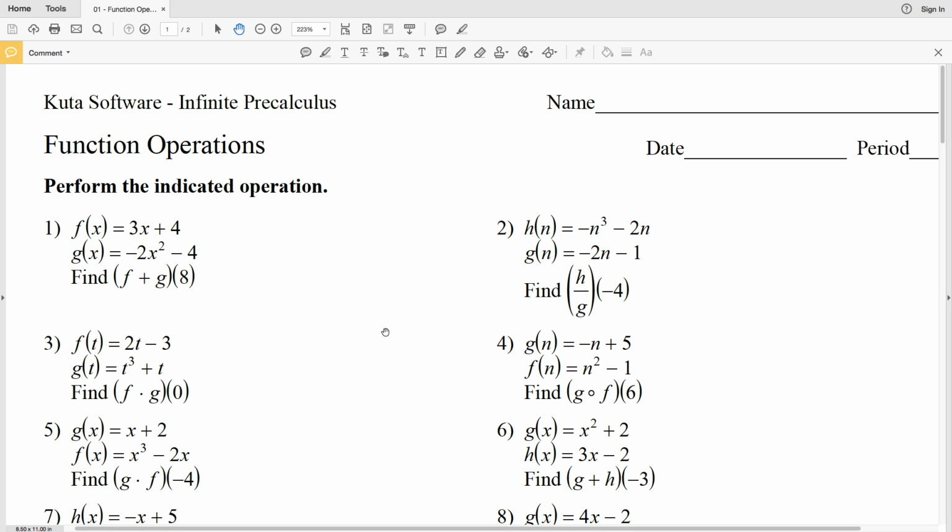In this video, we're going to complete the Kuta Software free worksheet under the Infinite Pre-Calculus section, Function Operations. Now, for numbers 1 through 16, it says to perform the indicated operation.